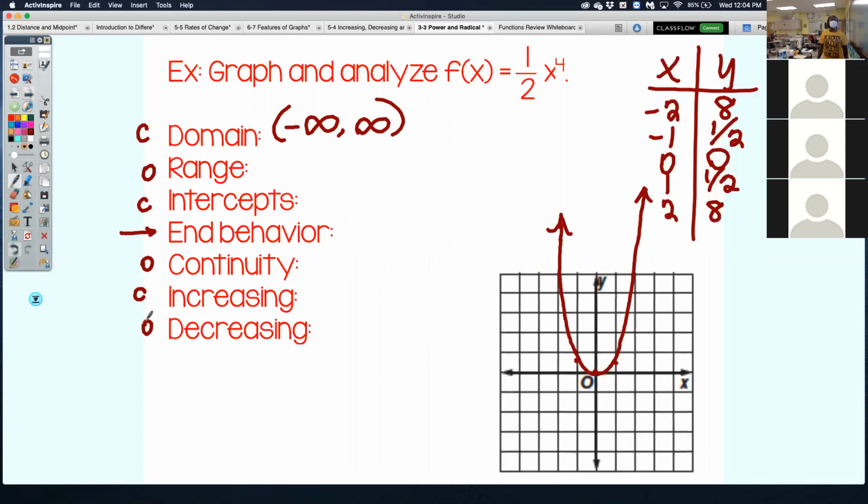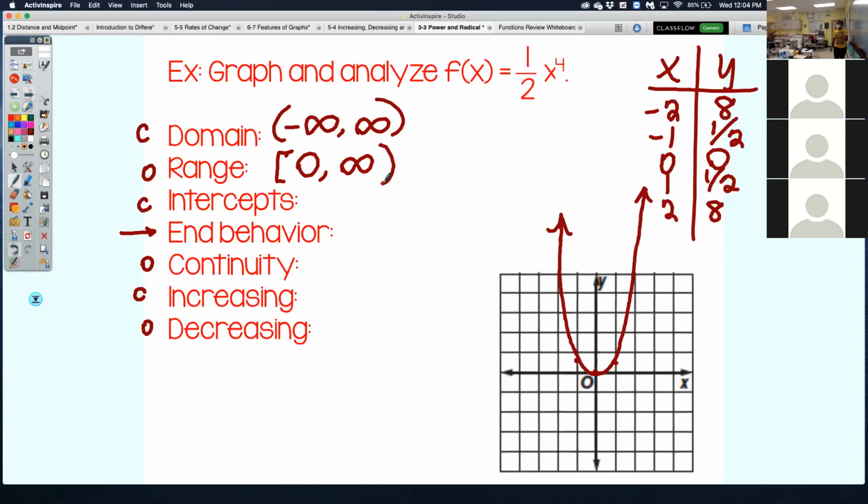Online, what's the range of this function? Take a volunteer. Bracket 0 to infinity. Bracket 0, comma, infinity, parenthesis. Good stuff, yes. The 0 is included. That's the lowest it goes to the highest that it goes.